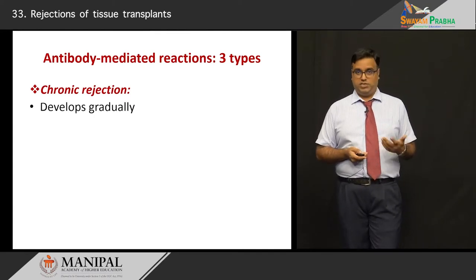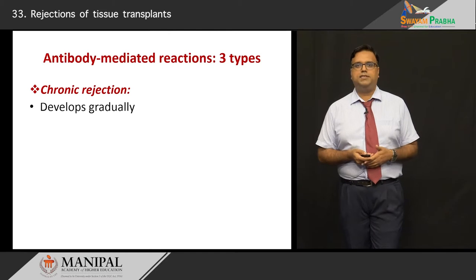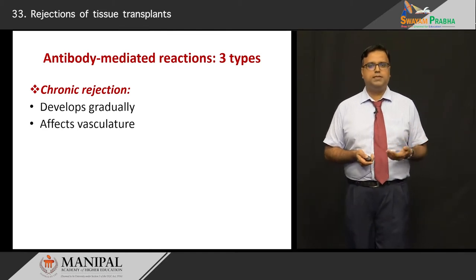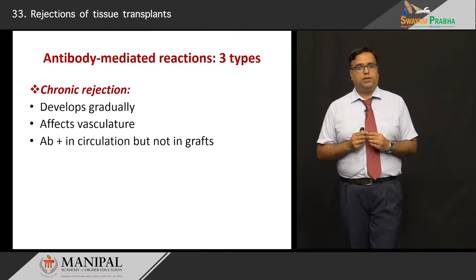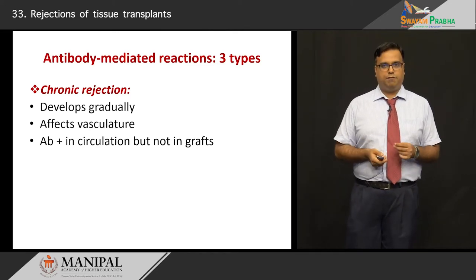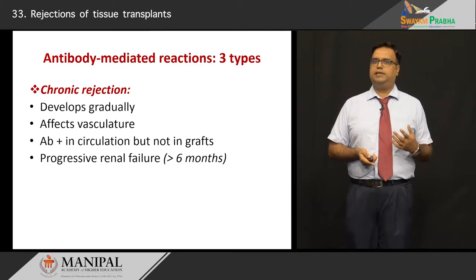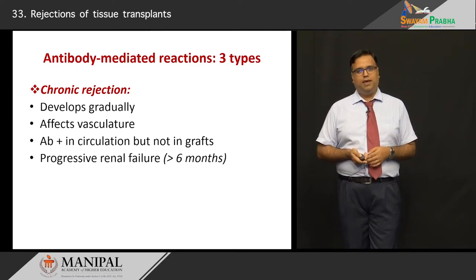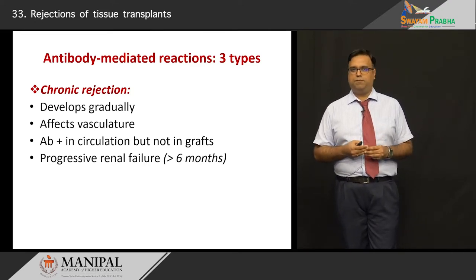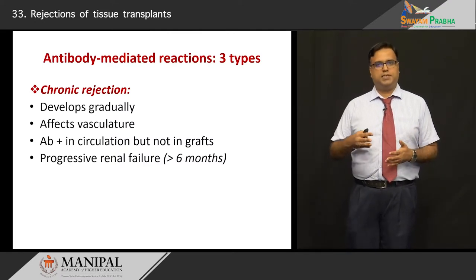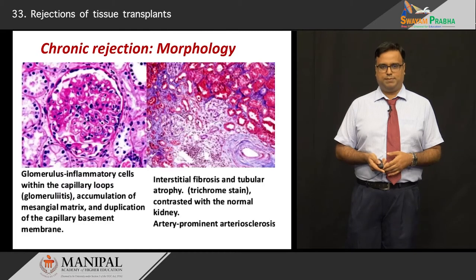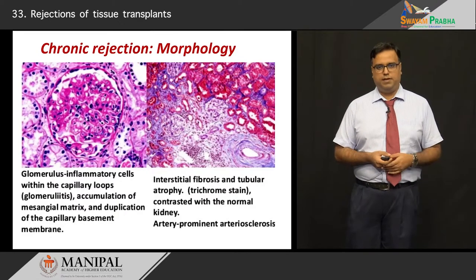The third one in line is chronic. As the name itself suggests, it develops very insidiously and gradually over a period of years and typically affects your vasculature. You can demonstrate antibodies here, but not in the graft, but in the circulation. So, you can screen them by doing a serum assay. The profile of these patients with the presenting complaint is usually that of a progressive renal failure, which has taken typically more than 6 months, but it can last up to years even.